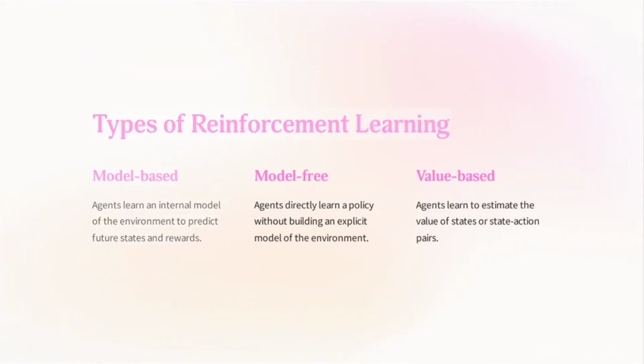Types of reinforcement learning. Model-based: agents learn an internal model of the environment to predict future states and rewards. Model-free: agents directly learn a policy without building an explicit model of the environment. Value-based: agents learn to estimate the value of states or state-action pairs.